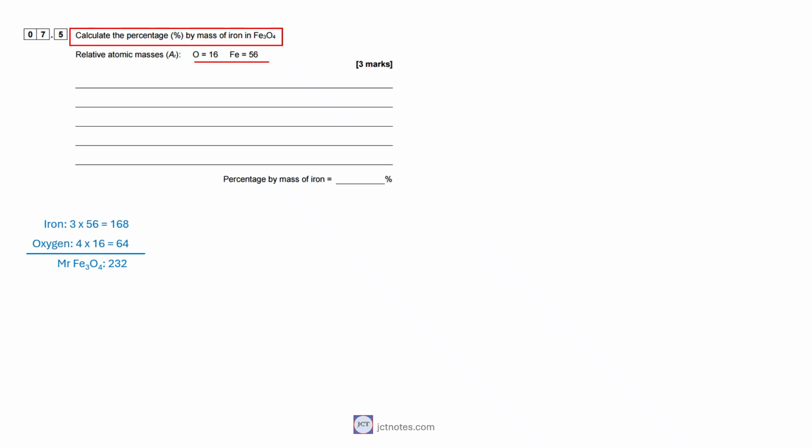Next, we work out what fraction of that mass comes from iron. The total mass of the iron atoms is 168, so we calculate 168 divided by 232, multiplied by 100. This gives 72.4%, which is the correct answer. Even though 3/4 of students got this right, the examiner's report noted a few simple mistakes that completely ruined some students' chances of getting any credit.